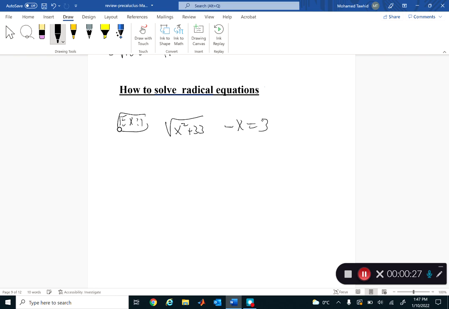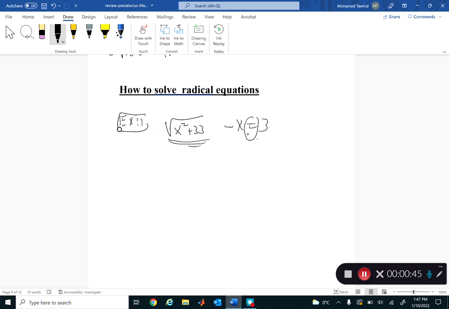This one we call a radical equation because you have an equal sign, and we call it radical because one of these terms has a square root. Whenever you have a term in the root, that's called radical. Because of that, we need to solve this one. How do we solve radical equations?